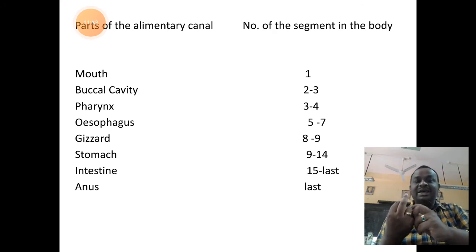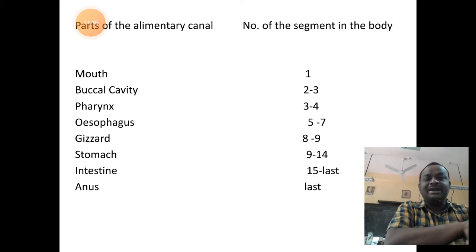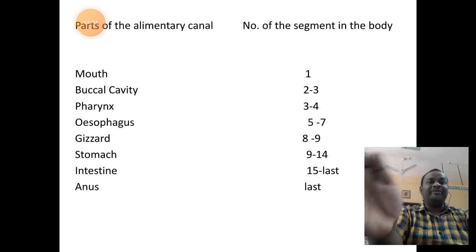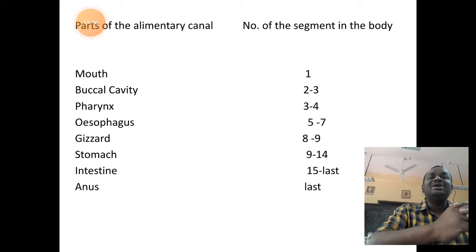Number one, the name of the organ. Number two, the position of the organ. Number three, the function of the organ. So, that is about the importance of the alimentary canal. That makes you remember it very easily.